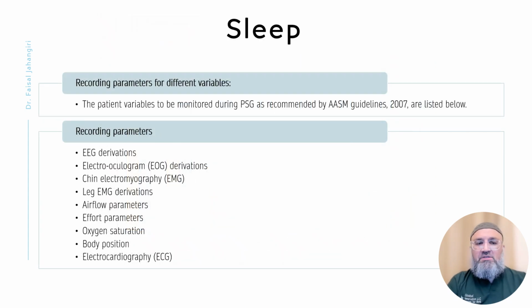The different recording parameters during these sleep studies, according to the American sleep guidelines published in 2007, include EEG recording, electrooculogram for movement of the eye, chin electromyography for muscle activity of the chin, and leg EMG for the movement of the leg muscles. We also record airflow parameters, effort parameters for breathing on the chest, oxygen saturation by pulse oximetry, body positioning, movement, and electrocardiography.